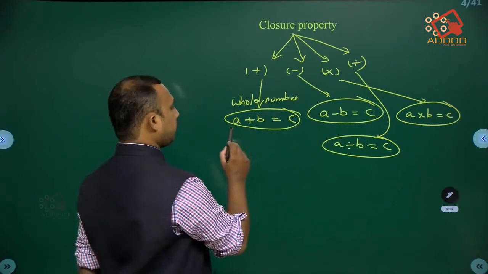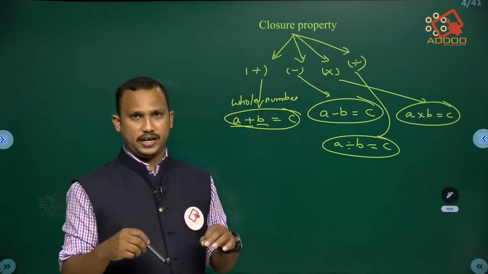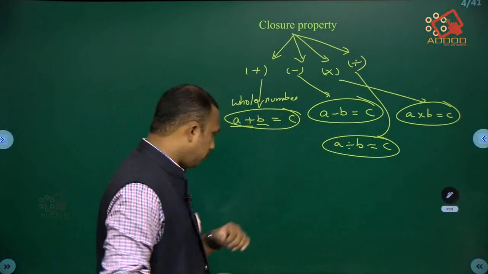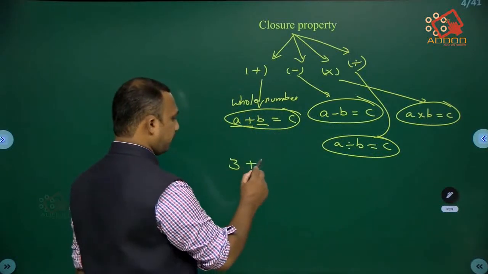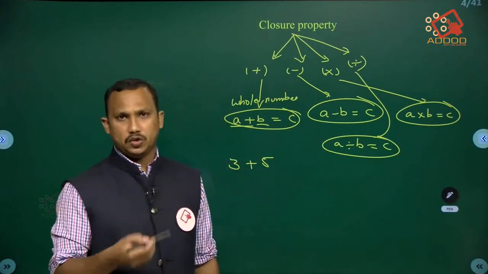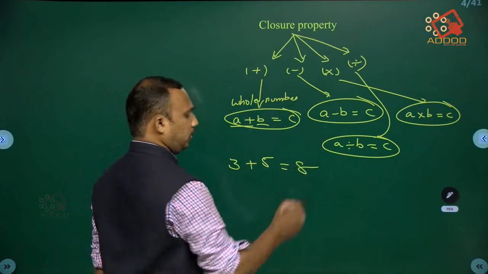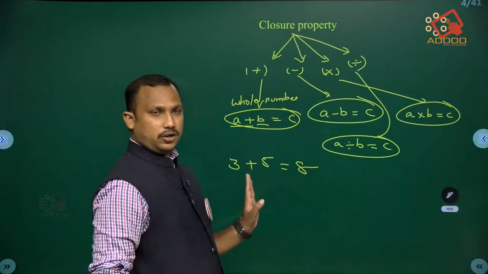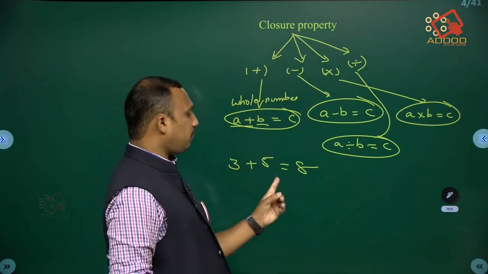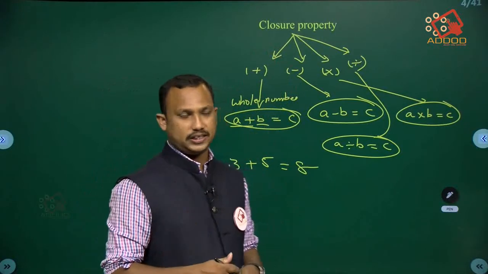Here it is saying that if you take any two whole numbers for adding, after adding, the answer should be a whole number only. Example, 3 plus 5. 3 is a whole number and 5 is also a whole number. After adding those two, I should get a whole number only. 3 plus 5 is 8. So is it satisfied or not? Yes. So the closure property under addition is satisfied by whole numbers. Same like that, in rational numbers also you should check.